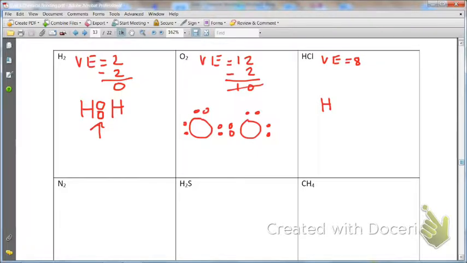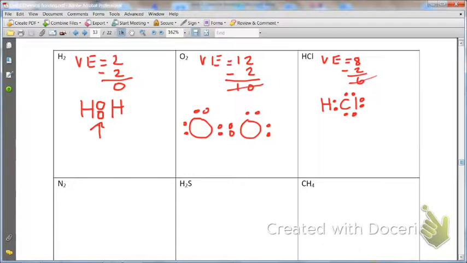Then step 3 says let's use dots to make our covalent bond between the hydrogen and chlorine, like so. Then we take those 2 electrons and subtract them from our 8, and that gives us 6 left. We distribute the remaining 6 electrons around the atoms. Let's start with chlorine. Chlorine has 1, 2, 3, 4, 5, 6. So we've used up all 6 of them on chlorine.